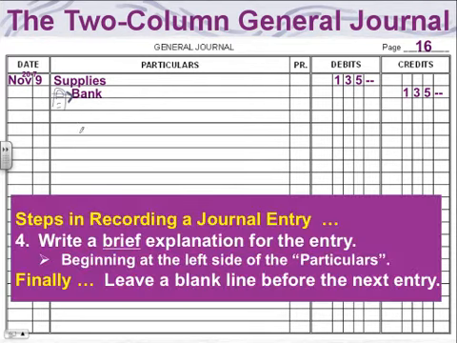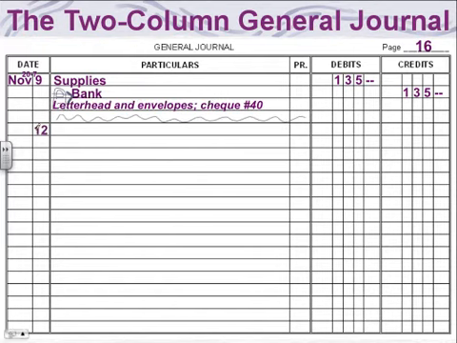The next step is you're going to write a brief explanation for the entry, beginning at the left side of the particulars column again. Okay, I don't want an essay here. I just want purchase supplies for cash. Or if you actually had an invoice or source document number, you would put that there. Notice how we are now starting the next transaction. We've put the 12 here, and we're going to start again.